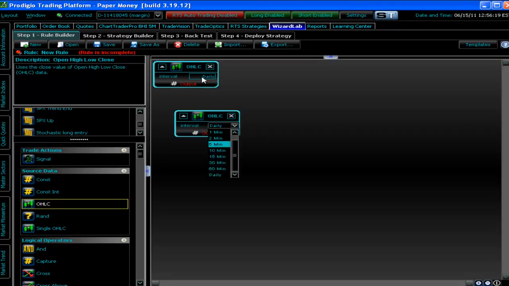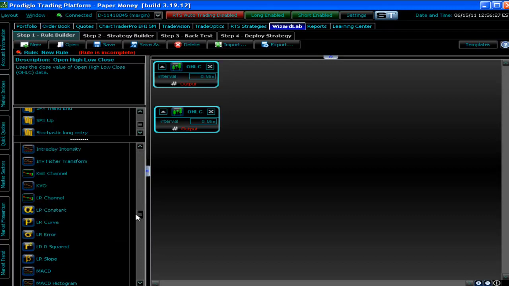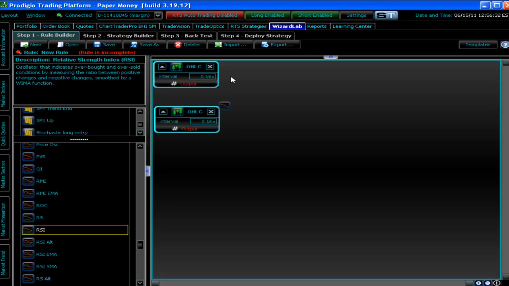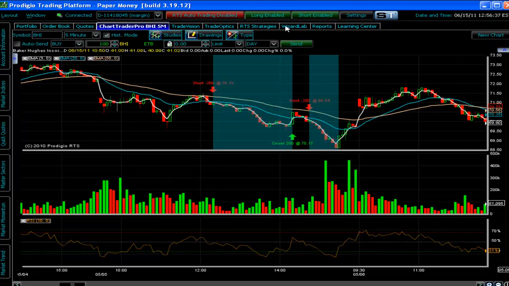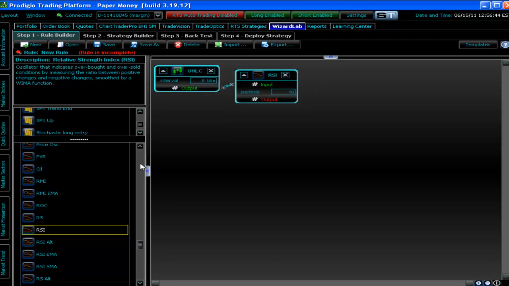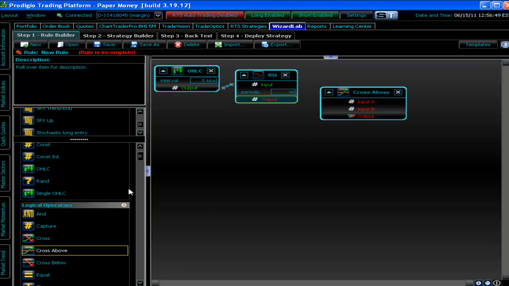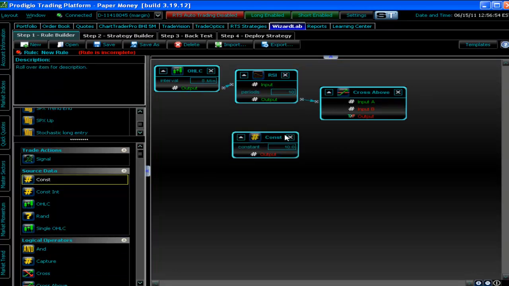make this 5 minutes, and I'm going to use RSI. And I actually only need one RSI, I think. So what was I looking at on the chart? 10-period RSI. So let's copy that. And I'm just going to look for when it crosses above 30. So I'll need a constant operator to represent my 30.